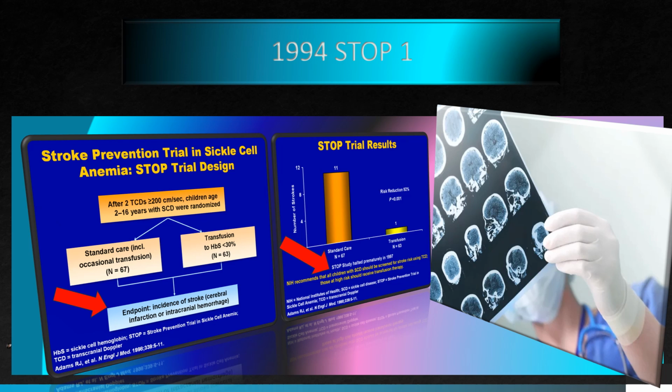Based on these findings, the National Heart, Lung, and Blood Institute issued a clinical alert. They recommended the TCD screening of children with sickle cell disease. And they also recommended chronic transfusions to prevent stroke for those who are at high risk.